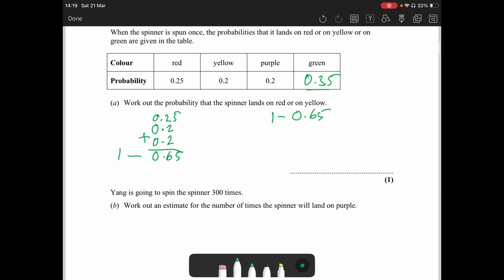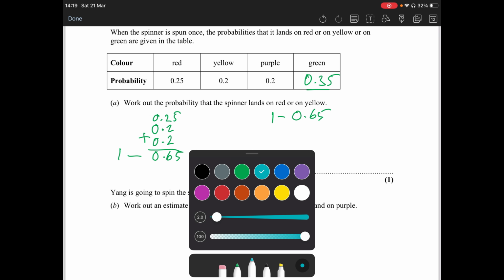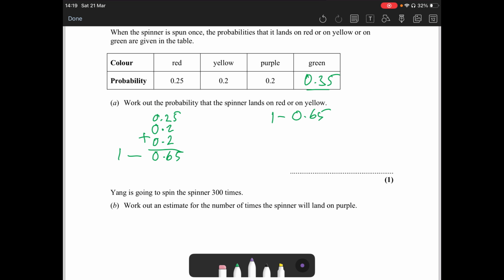Now, that's not the question. It is going to help you, but that's not the question, so be really careful. The question asks: what's the probability the spinner lands on red or yellow? Actually, we didn't even need to know green. Red and yellow, you add these two together. So 0.25 plus 0.2 is 0.45.